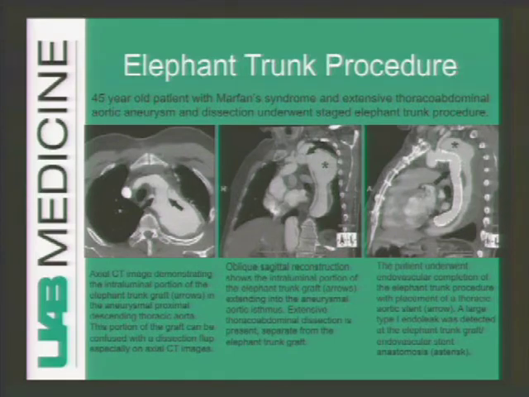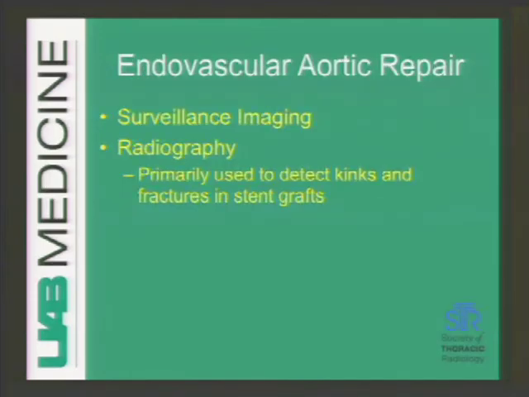Here on the sagittal oblique reformat, you can see it looks very tubular like a graft, and then you can see the aneurysm and the dissection. And on the last image, you can see the stent graft completion of the elephant trunk procedure. This patient unfortunately had a type 1 endoleak, so they had to go in and put more stent grafts to cover that leak, and then did reasonably well.